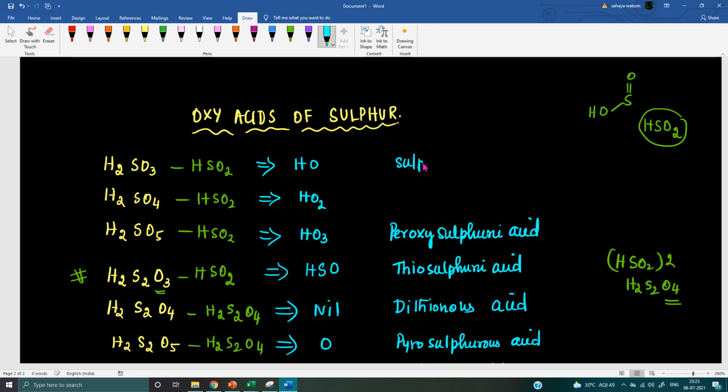H2SO3 is sulfurous acid, and this one is sulfuric acid. I think you can understand how to write the oxy acids of sulfur, their structures, names, etc.